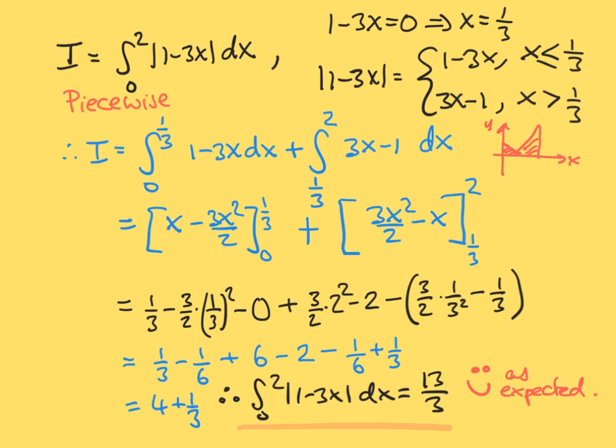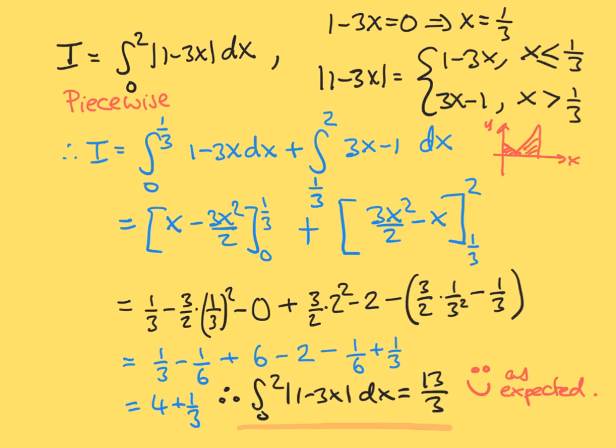You integrate 1, you get x. You integrate minus 3x, you have minus 3x squared over 2. Here you get 3x squared over 2, and here minus x. And you're integrating from 0 to 1/3 here, and from 1/3 to 2 here. So you just here put in the upper limit of 1/3, a third minus 3/2 times a third squared. And then you subtract this at the lower limit. When x is 0, these terms vanish.